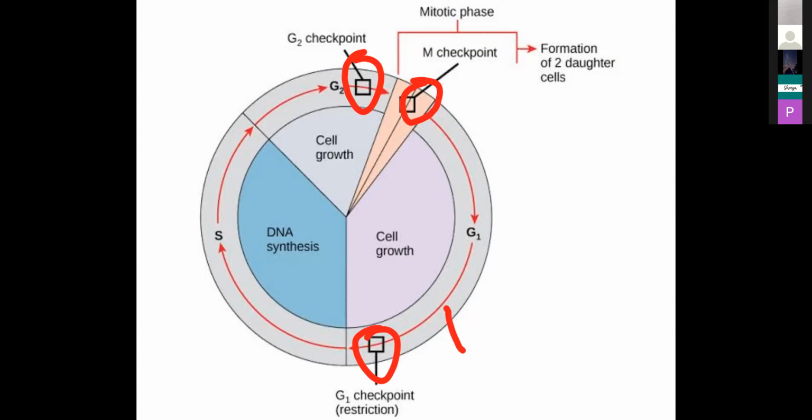Who will describe the first checkpoint, the G1 checkpoint? The cell cycle started and towards the end of the G1 stage, there is a G1 checkpoint. Who will describe this checkpoint which occurs before the start of S phase? Nobody?